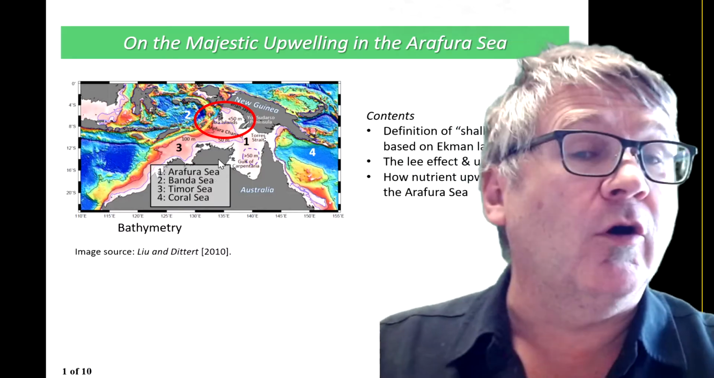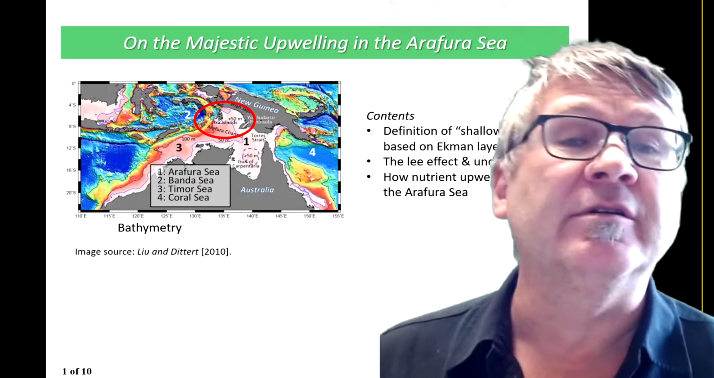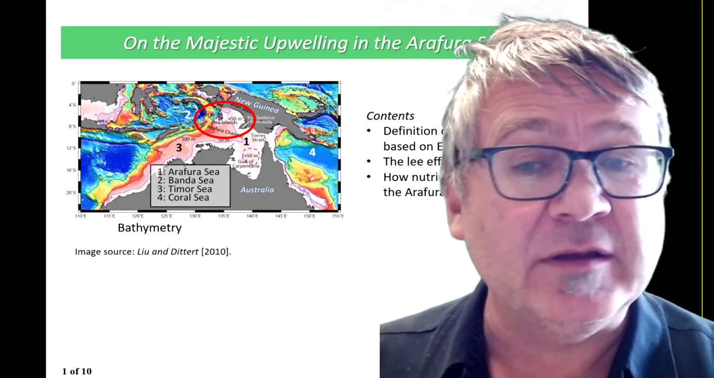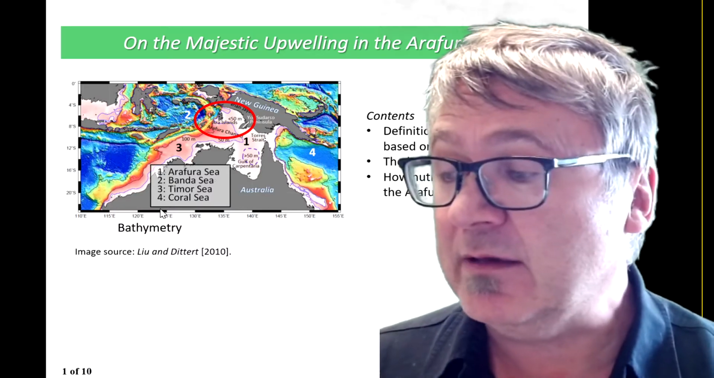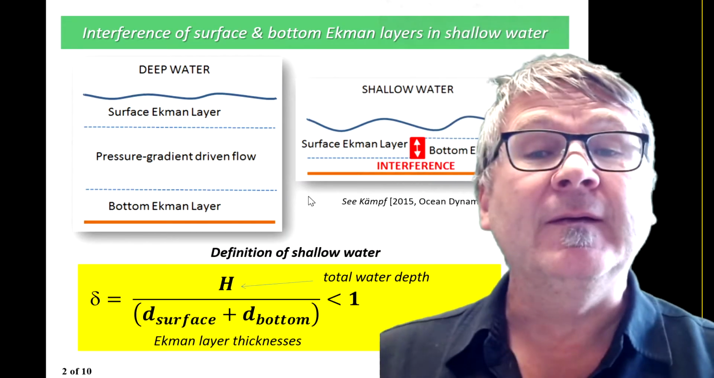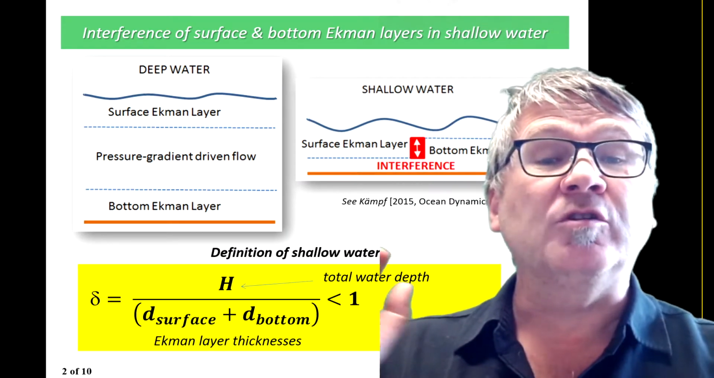By the way, the shelf all around Australia is only about 100 meters deep, but this region here is also close to the equator. Okay, so let's define what we call shallow water.